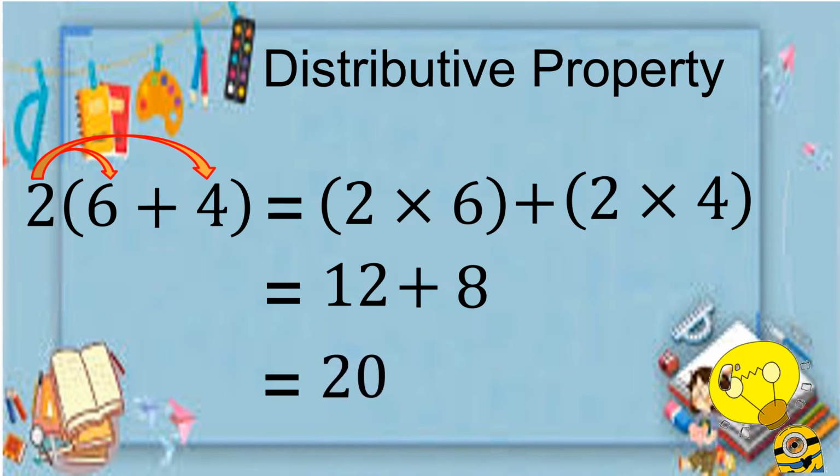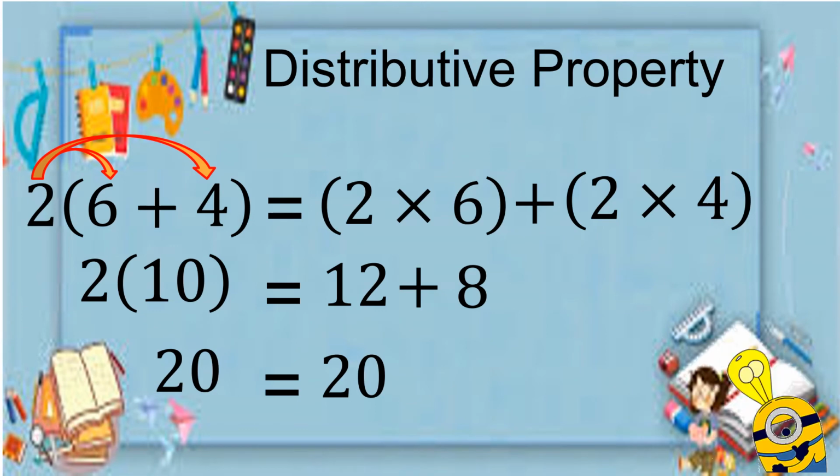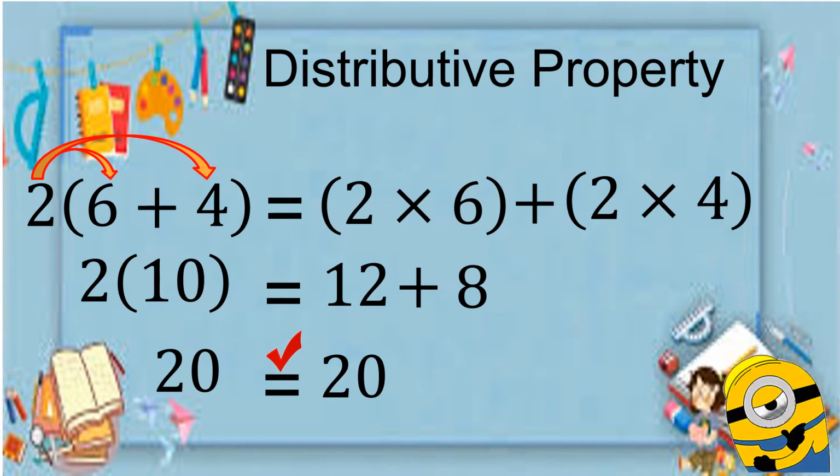Let us check whether our answer is correct. So let us use the short method. So let us add 6 plus 4, which is equal to 10. So we have 2 times 10, and 2 times 10 is equal to what? It is equal to 20. So using the distributive property, we arrive at the same answer.